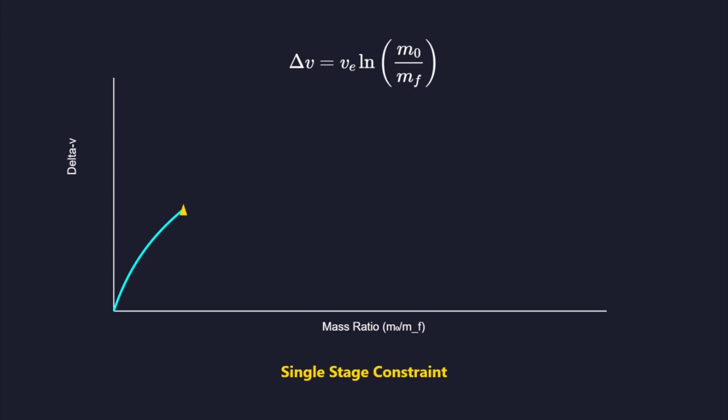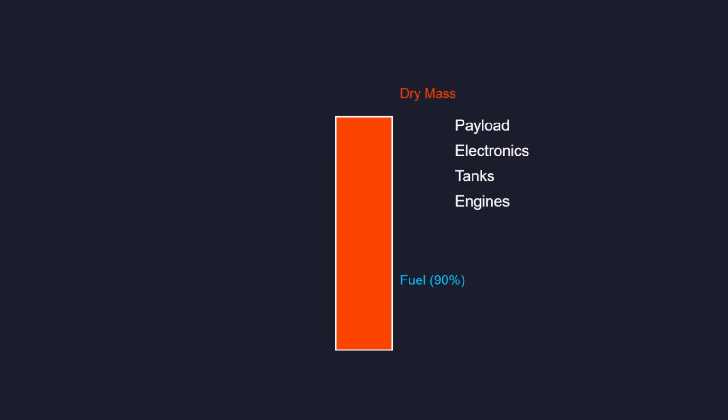Because the relationship is logarithmic, doubling your fuel does not double your final speed. To gain linear increases in delta V, you must increase your mass ratio exponentially. This mathematical reality creates a steep ceiling for single-stage vehicles trying to leave Earth.